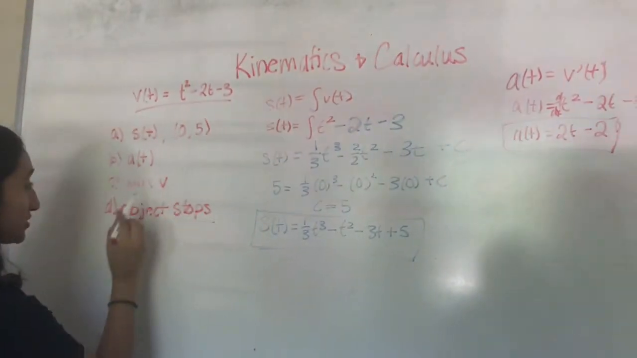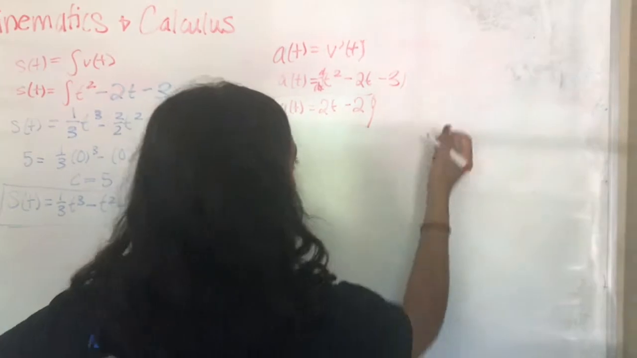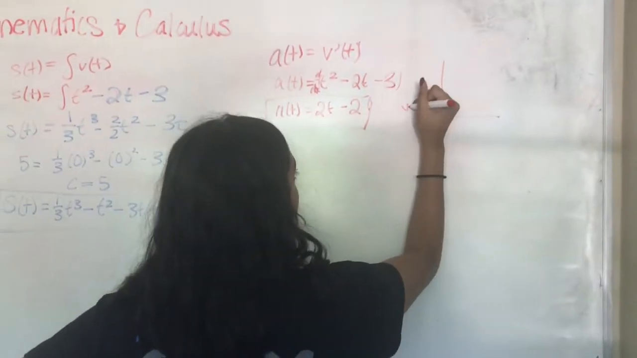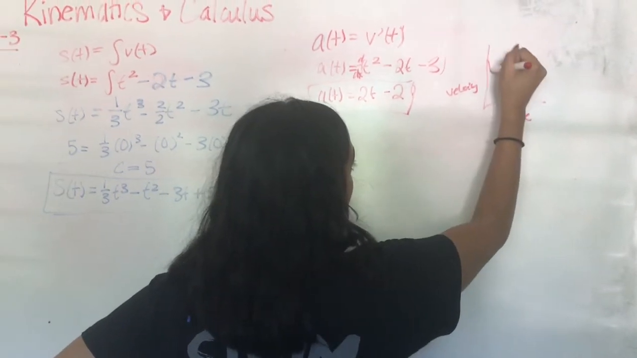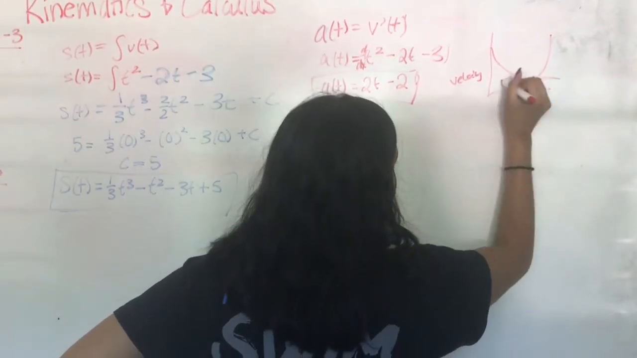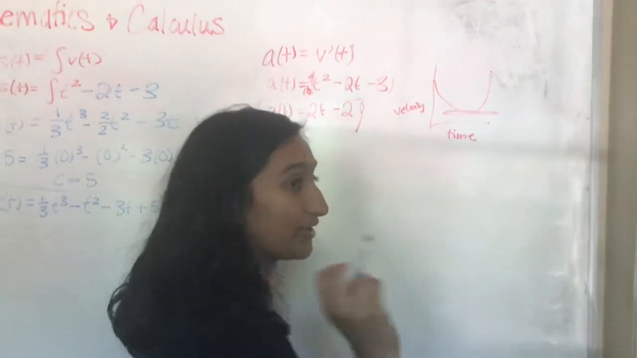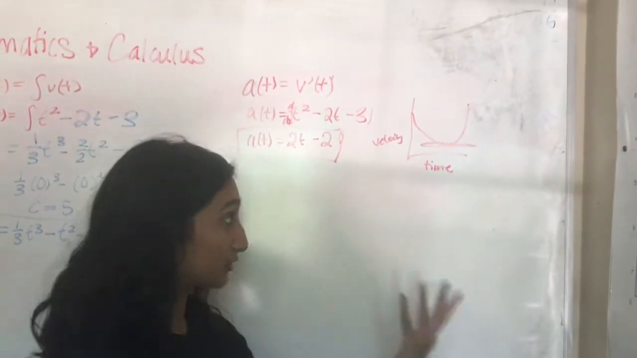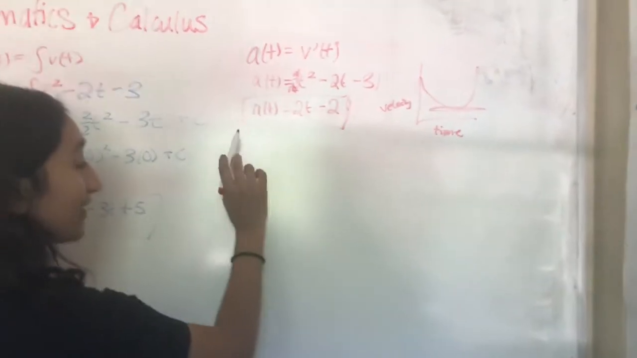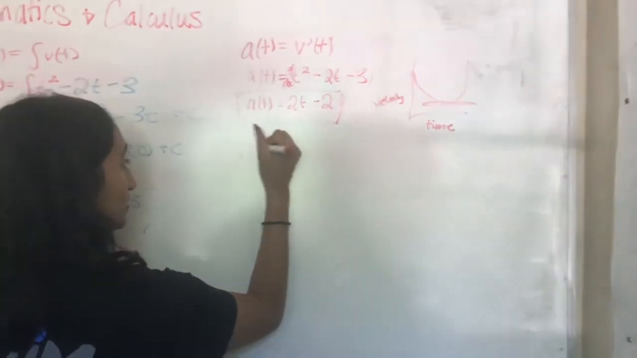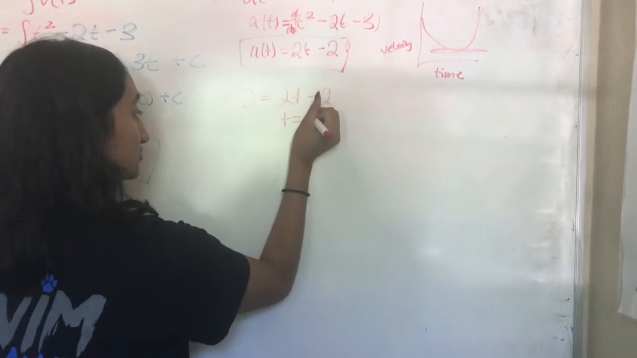And the next one we're going to do is finding the minimum velocity. So when you find extrema in velocity, if I draw a velocity graph, which is velocity over time, and I find a minimum, it's going to be over here. And the slope at that point is 0. So it's the same thing as saying the derivative is 0. Since the derivative of velocity is acceleration, you can find where acceleration equals 0. So I would do 0 equals 2t minus 2. That means t equals 1.